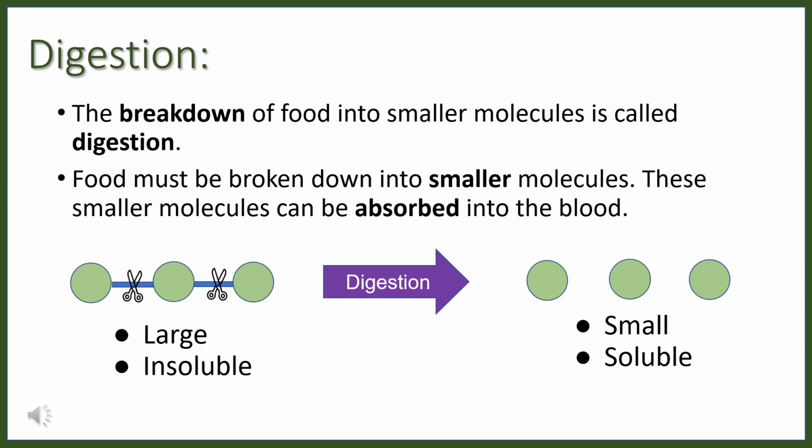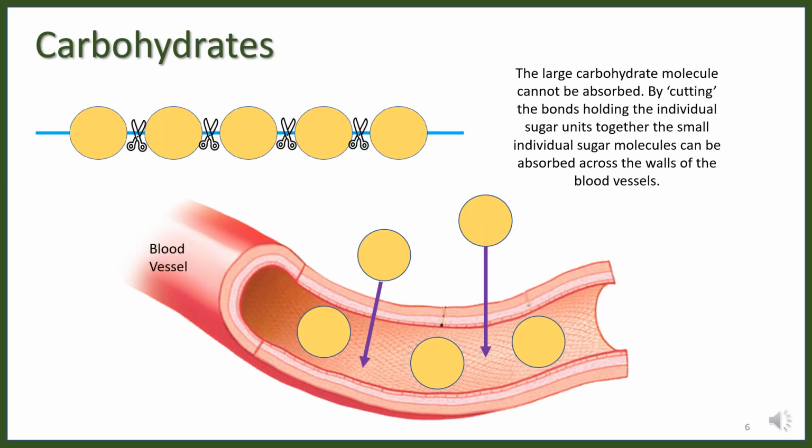into the blood. The molecule we're going to look at here are your carbohydrates. Now you've got your simple chain of carbohydrates up the top here. Each sugar unit is represented there by a yellowy circle, and the blue line is the bonds, the hydrogen bonds holding those together. So the large carbohydrate molecule cannot be absorbed. It's too big to get into that blood vessel to be able to be dissolved into the plasma. So by cutting the bonds, breaking those bonds up that are holding the sugar units together, those individual sugar units are small enough and soluble to get into the blood vessel.